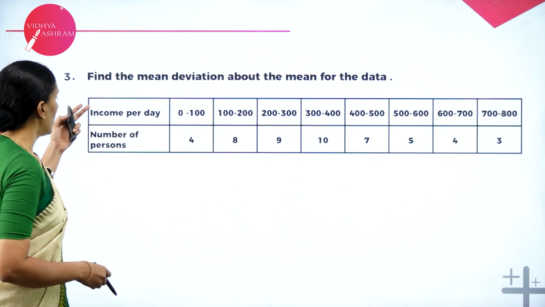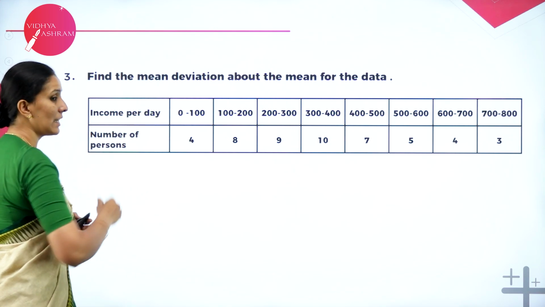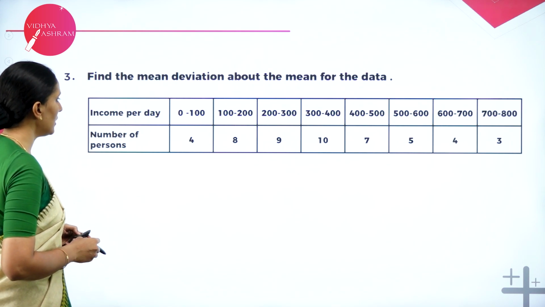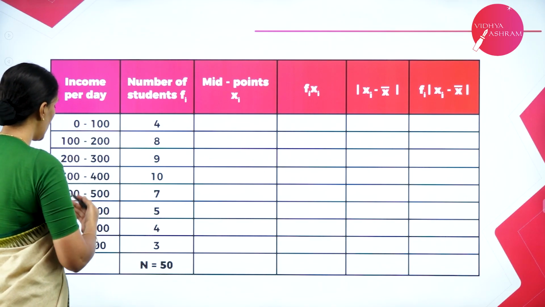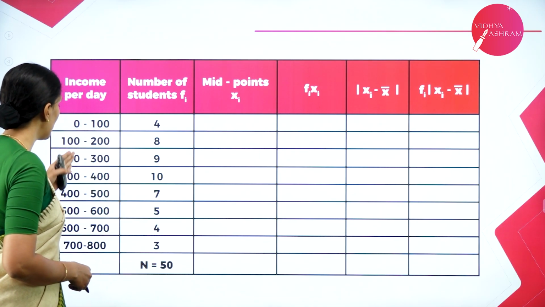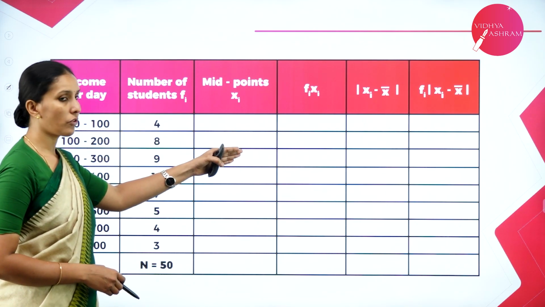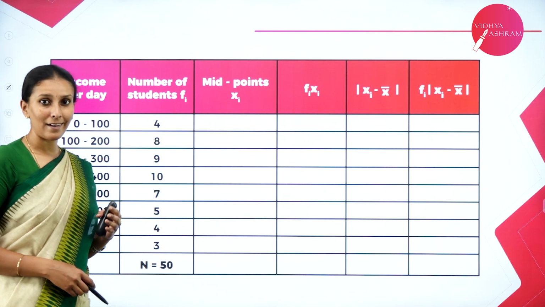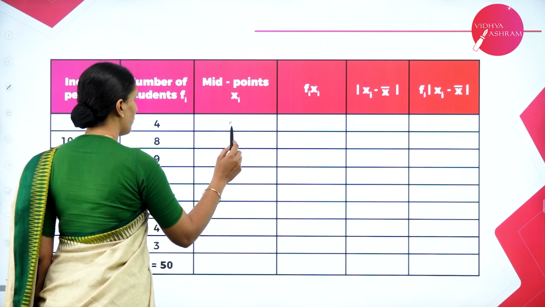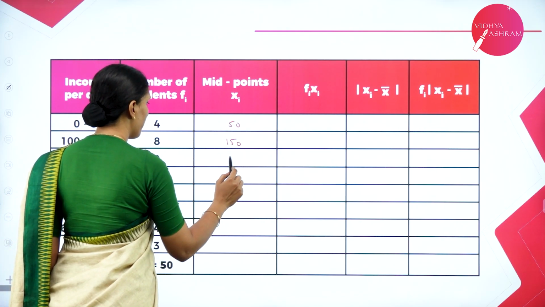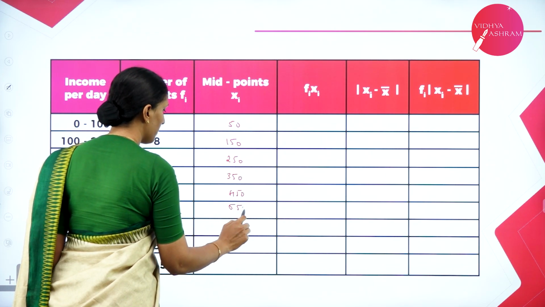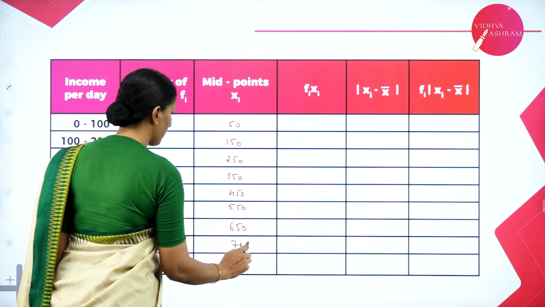So let us write this. So this column represents the class interval and this is the number of persons which represents the frequency. Let us write in the vertical columns. So here we have income per day and the next column is frequency. Now here, once you got the class interval, the first thing is you are supposed to write the midpoint because we need to calculate the mean. So now 0 to 100, the midpoint is 50. So similarly we have 150, 250, 350, 450, 550, 650 and 750.